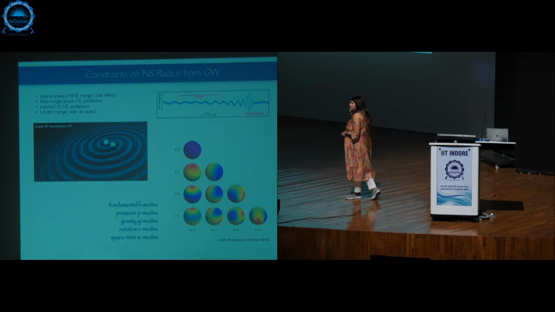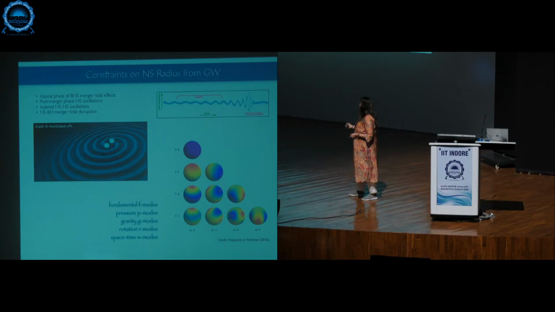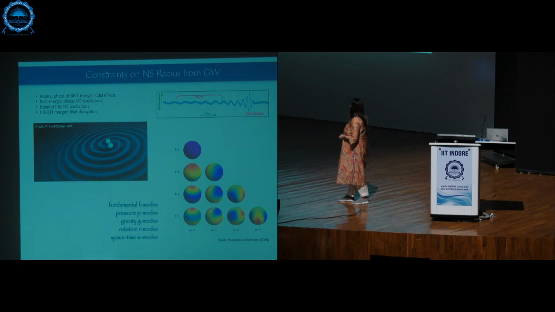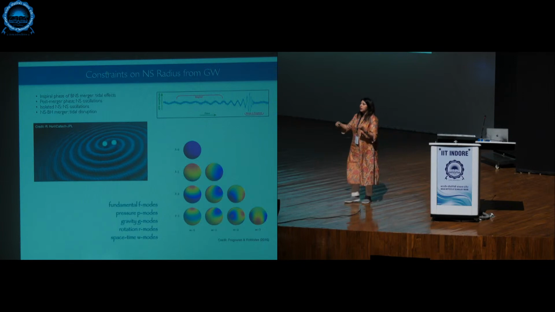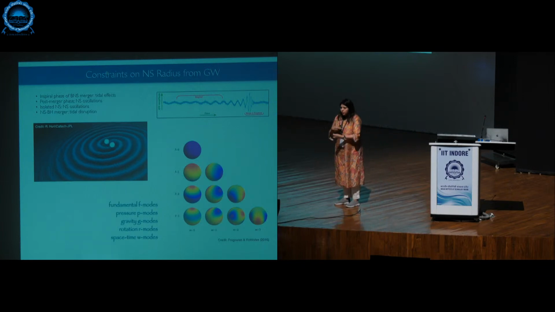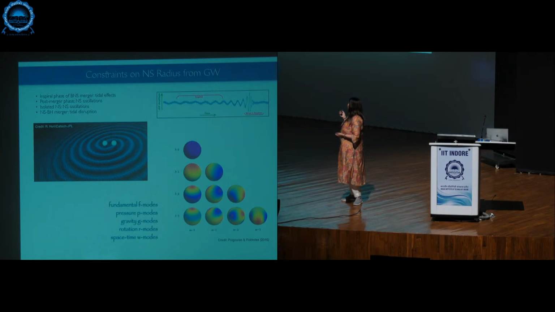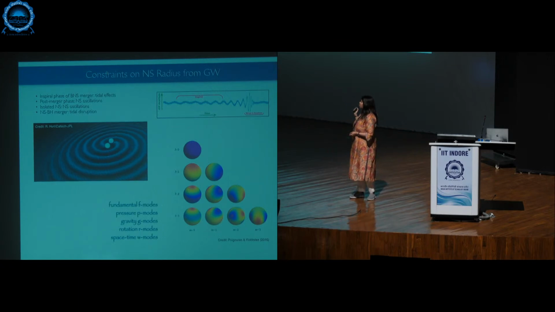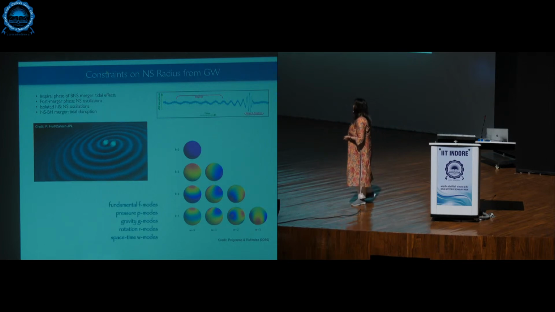But now, thanks to gravitational wave observations, we can put constraints on the neutron star radius with the help of different kinds of gravitational wave observations. For example, in the in-spiral phase, when the neutron stars are spiraling in towards each other during the merger, there could be tidal effects, and these effects show up in the gravitational waveform. These have been detected and put very important constraints on the radius.